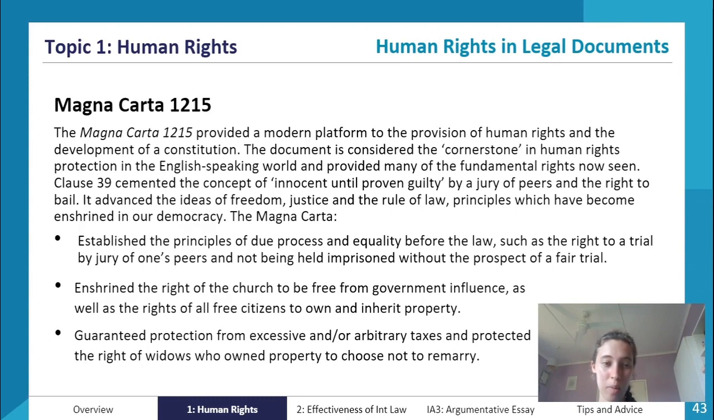An example of something that it has in it that resonates with us, I'm sure, is that idea of innocent until proven guilty by a jury of peers, and also the right to bail as well. So, it advanced the ideas of freedom, justice, and the rule of law. All of those things, like a right to a fair trial, to not be held imprisoned without the prospect of a fair trial, all of those things came about originally in the Magna Carta.